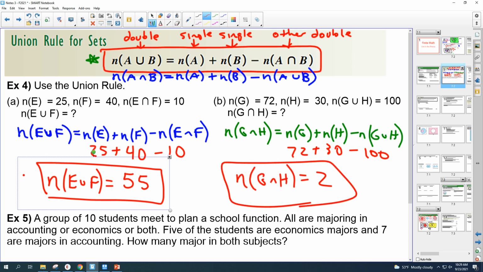I like the union rule, okay? If you can't use the union rule, you have to draw a Venn diagram. So you've got pretty much those two tools. Either you're going to use a Venn diagram or you're going to use the union rule. You cannot use the union rule every time, though. You have to have that exact perfect stuff to use the union rule.